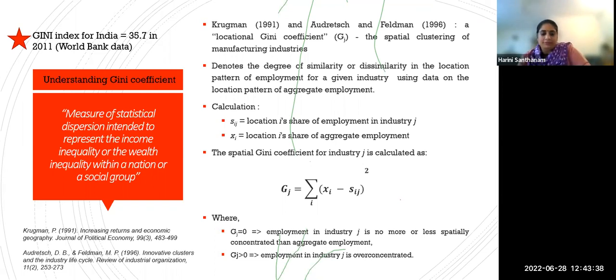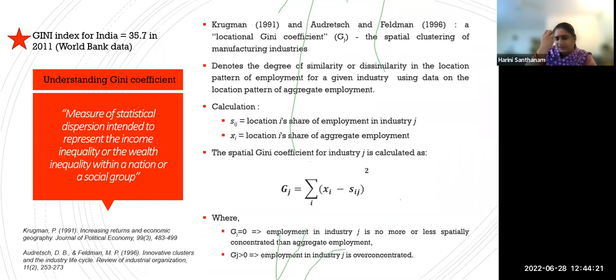Okay, so what it means is if the coefficient is greater, the employment in the industry is no more or less spatially concentrated than aggregate employment. What it means is that within an industry there is a concentration of employment, and the industry is driving some sort of employment opportunities, which may or may not be enough across the rural and the urban sectors. But if it is higher, it means that the industry is over concentrated. So here industry, we say that it can be manufacturing industry, or it can be production industry, it can be steel, it can be any type of industry, right?